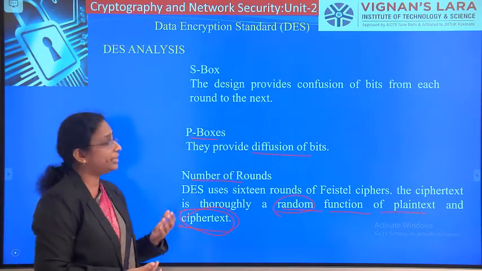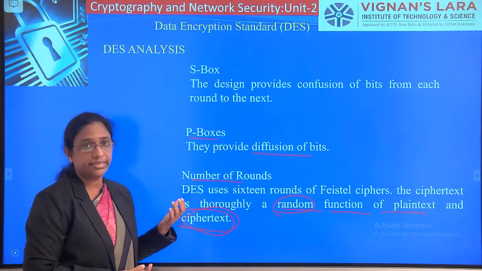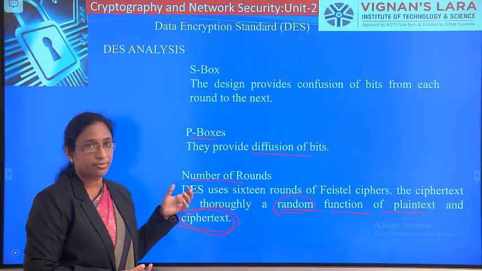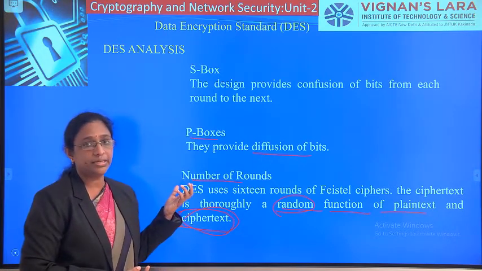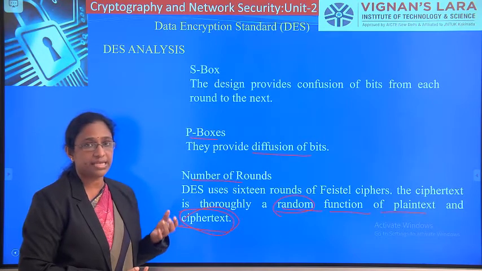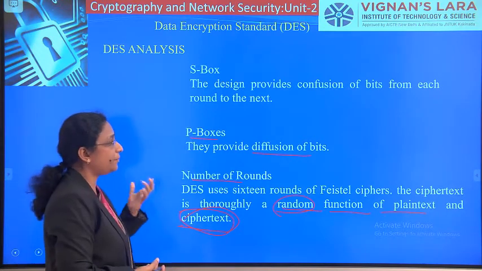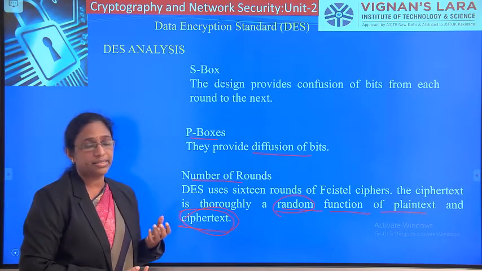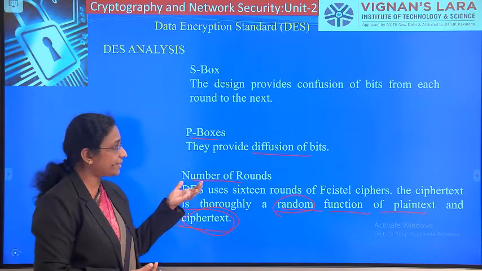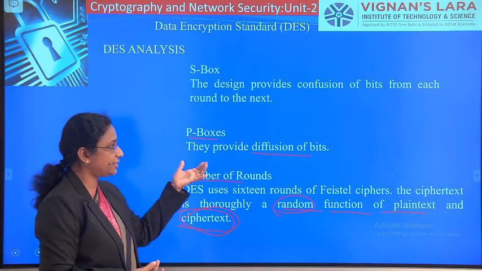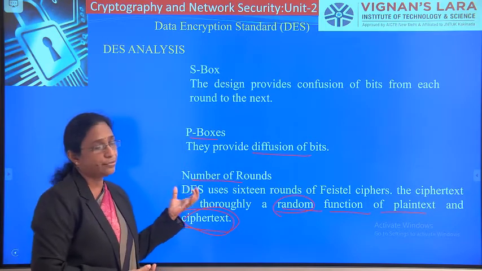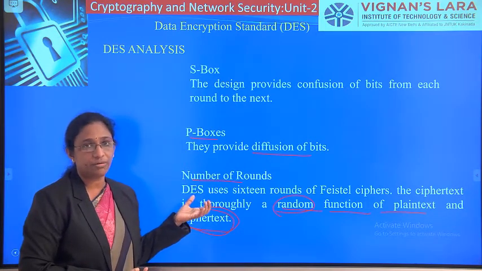So these are the 3 strengths of DES. The S boxes provide confusion, which hides the relationship between the ciphertext and the key. The P boxes provide diffusion of bits, which hides the relationship between the ciphertext and the plain text. And for the number of rounds, the greater the number of rounds, the greater is the security provided.